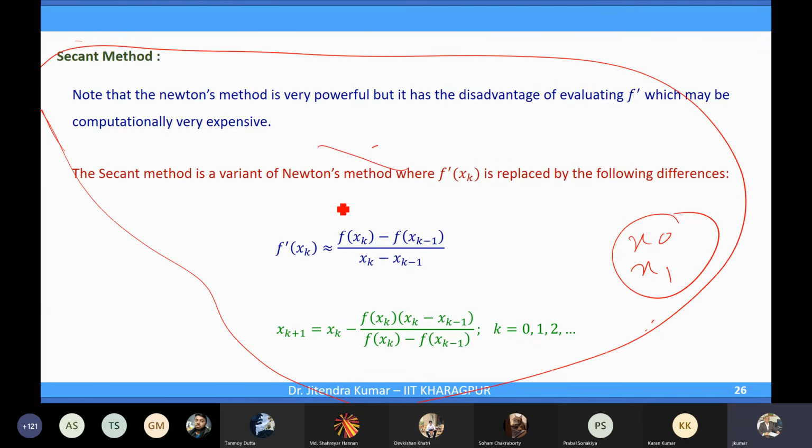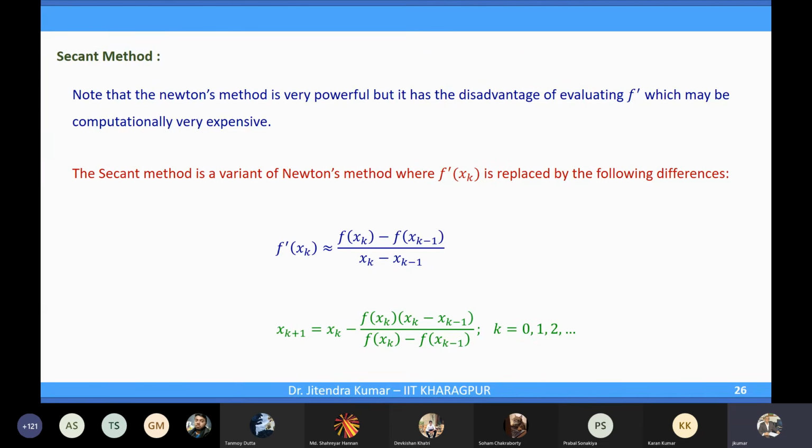So this method is not in your syllabus. So from the exam point of view, you can leave this one. I have just mentioned that this is also another way of looking at it when there is a difficulty in evaluating that f prime.